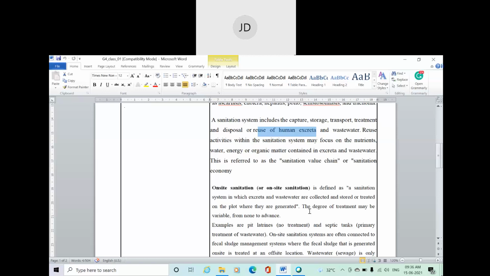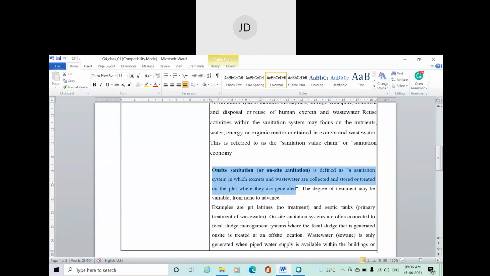If it contains a high amount of impurity. So the degree of treatment may vary from none to advanced. Clear? And what is the definition of on-site sanitation? It is the sanitation system in which the wastewater and excreta are collected, stored, and treated at the spot where they are generated.